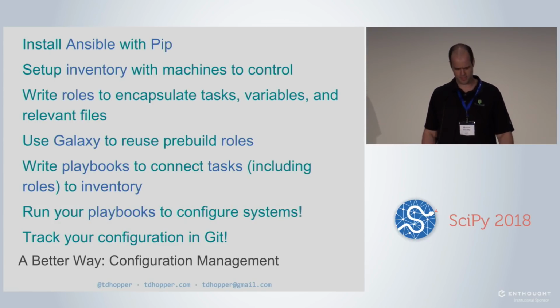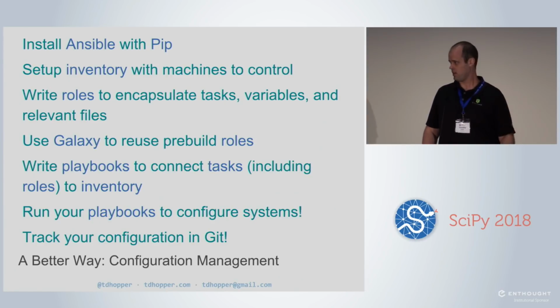You can use Ansible Galaxy to reuse pre-built roles, and you can write playbooks to connect your tasks, including your roles. So task and role sort of become the same thing. You're encapsulating multiple tasks in a role, and it becomes like a single task. And you can map those to your inventory that you want to run. And then you can run your playbooks to configure your systems.